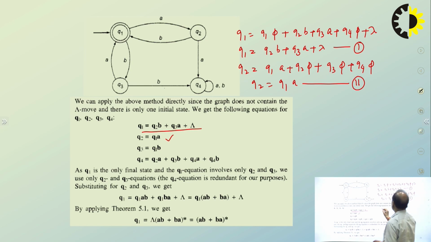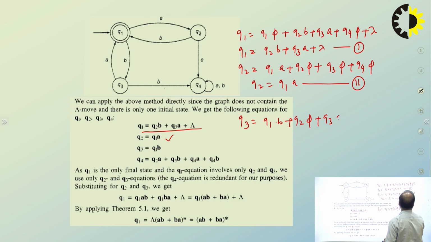Similarly, if you talk about q3, q1 alpha 1 3, 1 to 3 is b, plus q2 alpha 2 3, 2 to 3 is nothing, plus q3 alpha 3 3.